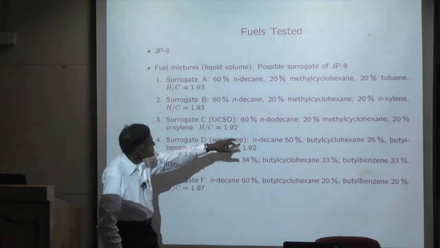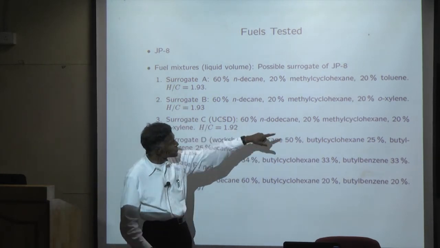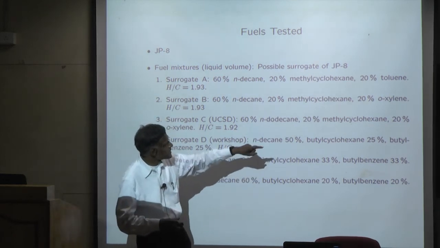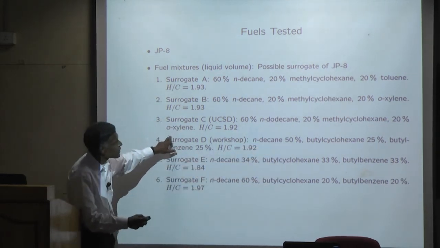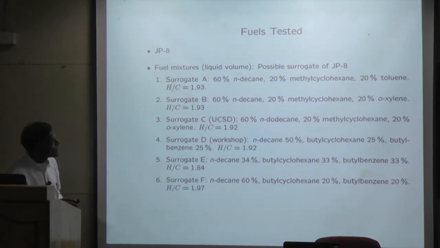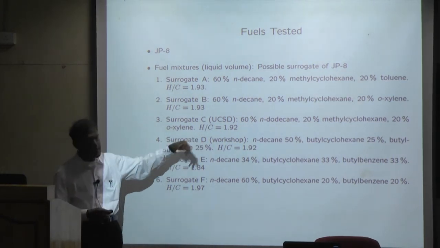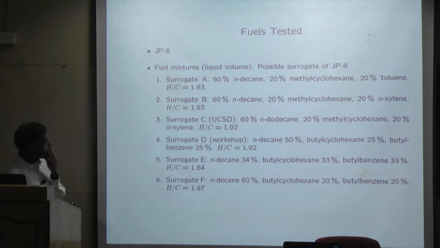This is a very interesting surrogate, because 60%, 20%, 20% is 60% aliphatics, 20% cycloaliphatics, and 20% aromatics. This is exactly the composition of jet fuel. Also, the H/C ratio is the same as that of jet fuel. Then we had a workshop on this, and someone suggested a particular surrogate that we should be looking at, so that was added. So this is the list of many surrogates.